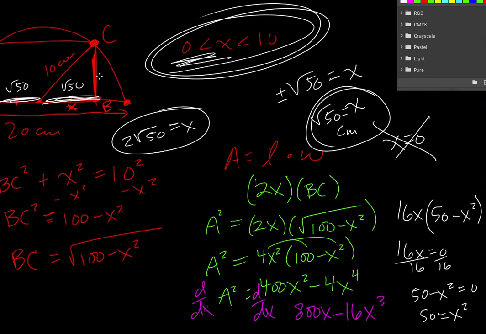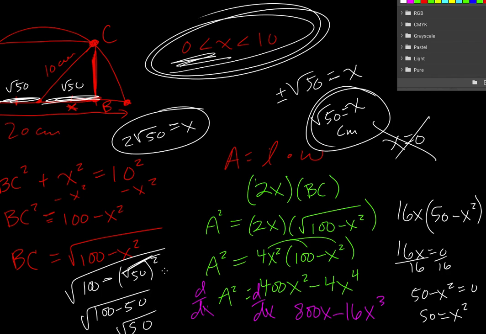And then we also need to know BC, and so we plug in square root of 50 right here. And when we do that, that's really just 50, because those cancel. So 100 minus 50, and that leaves us with square root of 50. So the height right here is also square root of 50, or BC.